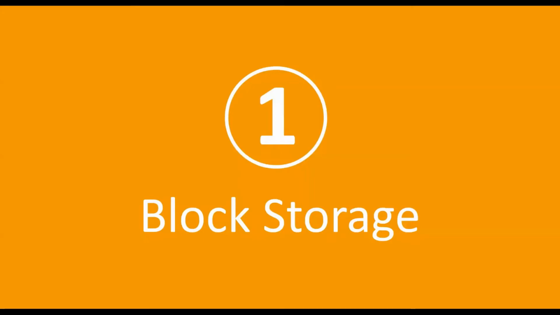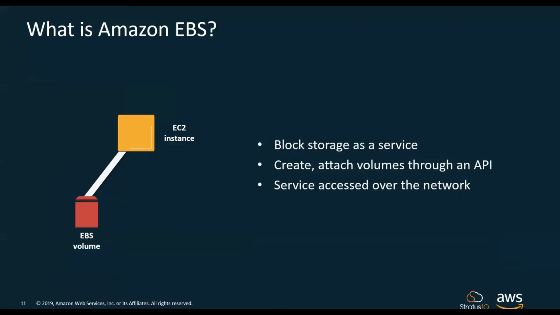Let's talk a little bit about block storage. Block storage as a service is what Amazon provides. It's a way to attach network storage to your EC2 instances, right? It's a way to create and have additional storage. You can attach multiple EBS volumes to an EC2 instance, and we'll see an example of that in a minute. But it's also accessed over the network.